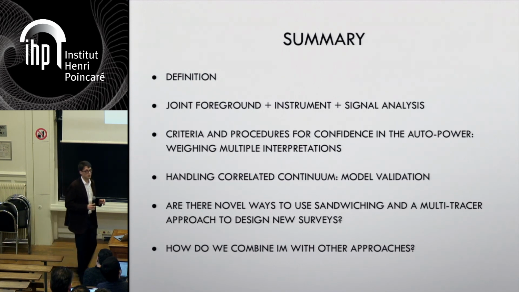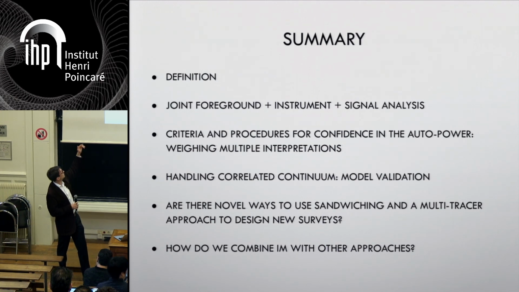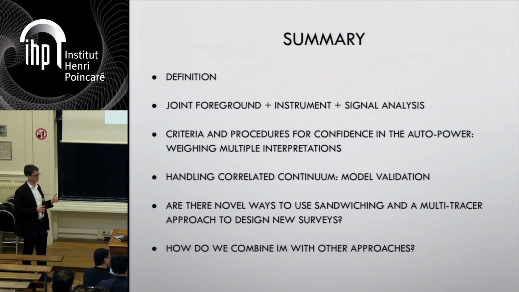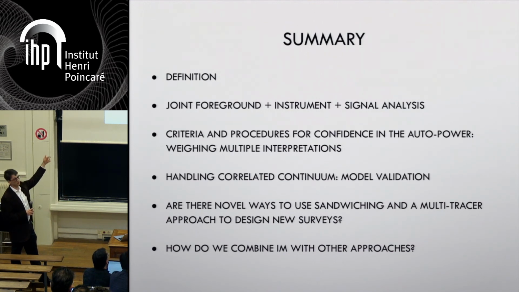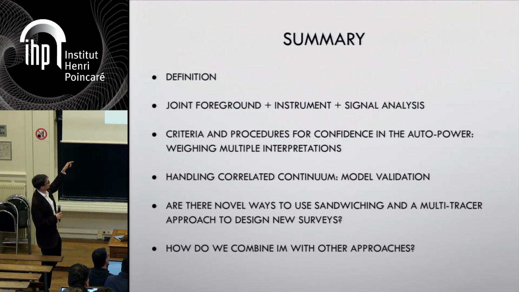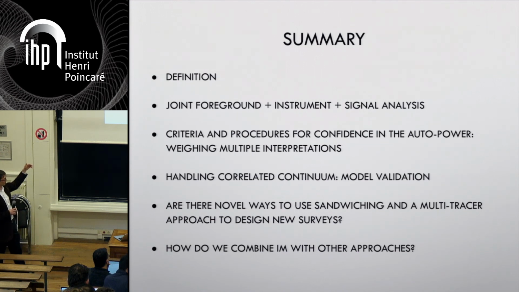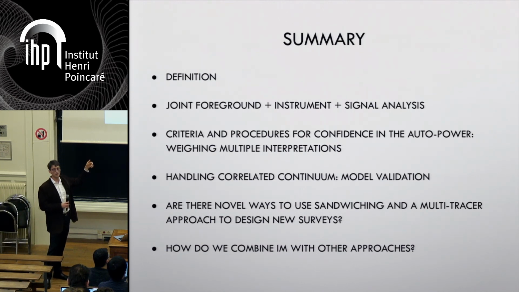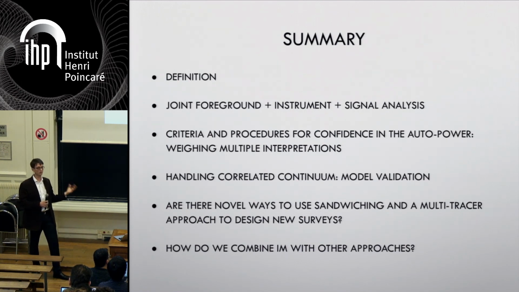So I think the principal challenge in intensity mapping is to combine the instrument design and analysis to be able to make a clear detection of an autopower. And a question there is, what criteria and procedures can we have to build confidence in the autopower? So I think one thing that could be interesting is an ability to weigh multiple interpretations, so to say that it's more likely to be autopower from real signal than it is to be a particular instrumental systematic. And then even for the cross-correlation, where we're seeing the redshifted signal, there's still a question of marginalizing over the correlated continuum. And I think an interesting statistical question there is the validation of the model. How do we know that we're marginalizing over the right model for the correlated emission?